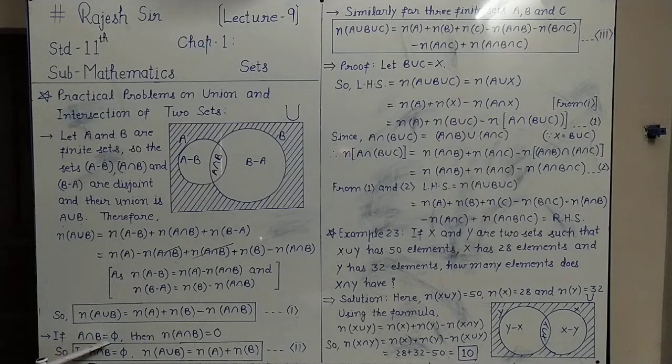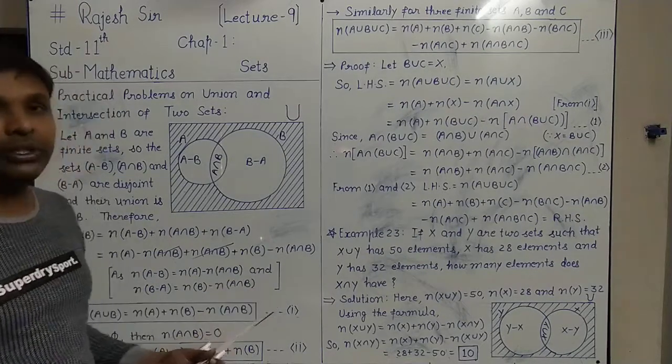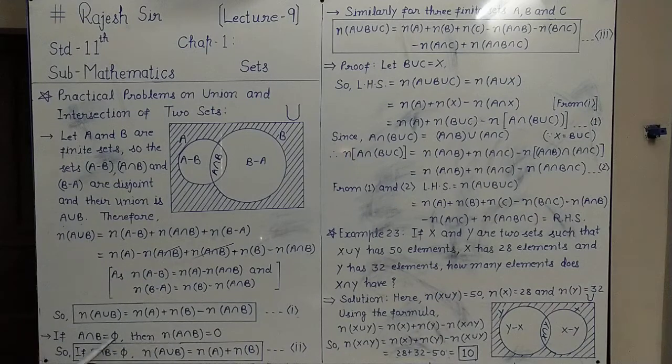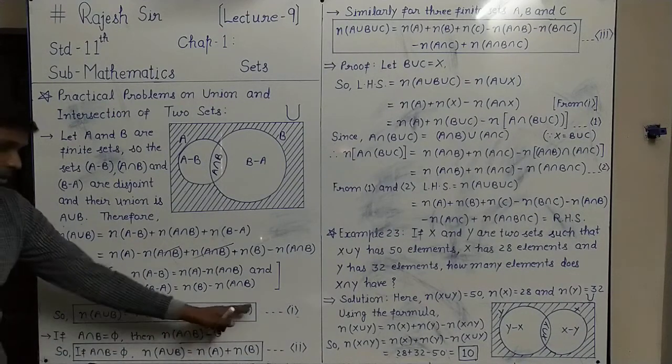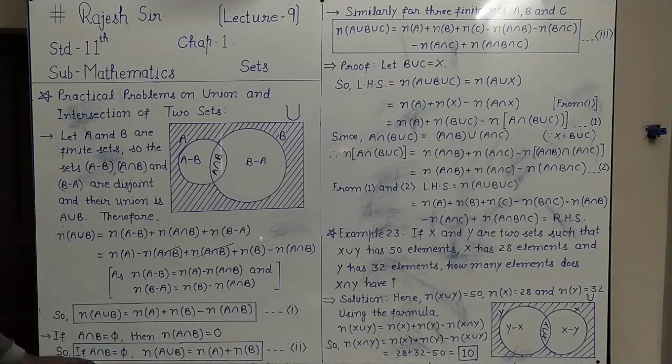So if A intersection B equals phi, if there is no element in A intersection B, the number of elements in that will be 0, because it has no common element. So if A intersection B is phi, then this formula becomes n(A union B) equals n(A) plus n(B), because n(A intersection B) is 0. This portion becomes 0.